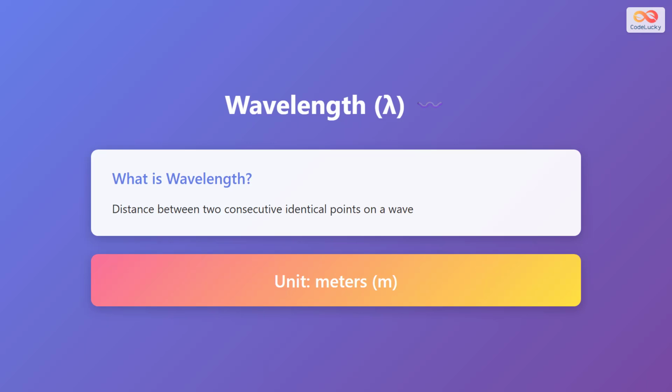Next, we have wavelength, represented by the Greek letter lambda. Wavelength is the distance between two consecutive identical points on a wave. For example, you could measure from one crest to the next crest or from one trough to the next trough. This distance is the wavelength. We measure wavelength in meters. A longer wavelength means the waves are more stretched out, while a shorter wavelength means they're closer together.